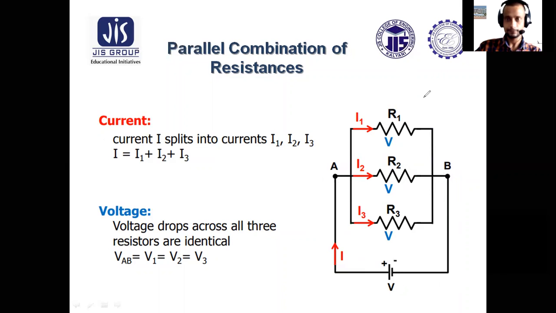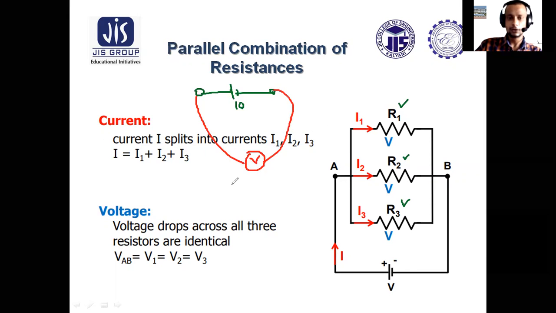Now, when resistors are connected in parallel, what will happen? You must know that, suppose this is 10 volt. Now if you have a multimeter, you have connected a voltmeter or a multimeter here. So what should be voltmeter reading? Voltmeter reading will be 10.